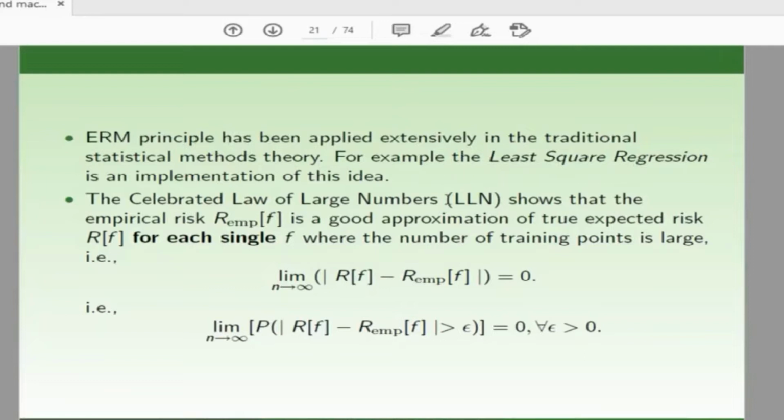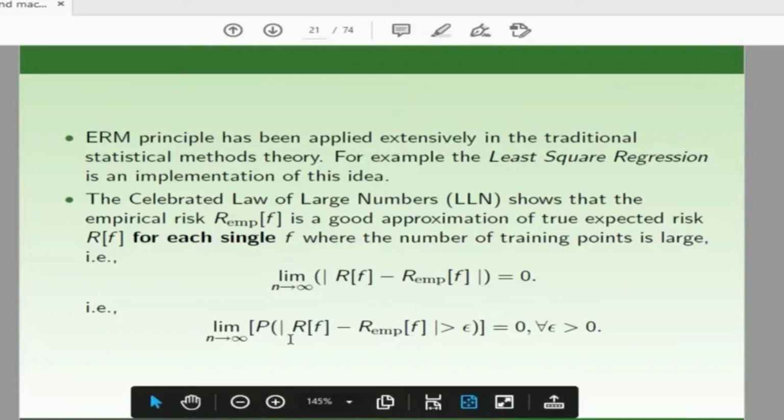So the law of large numbers essentially tells you that for each single f, this probability, this limit is equal to 0. There's a mistake here. No, it's fine. Yeah. That means in terms of probability, as l goes to infinity, it is not n, it is l, the number of data points.